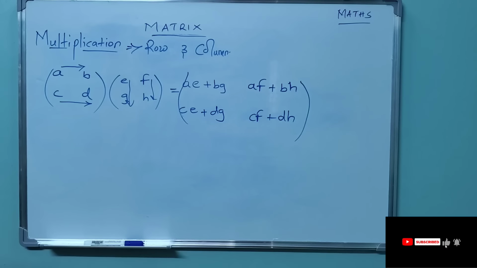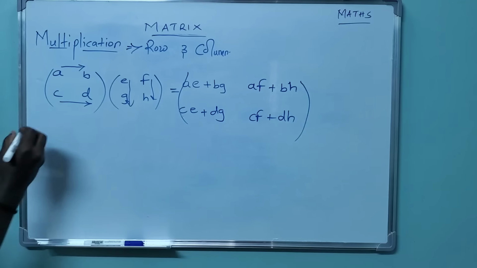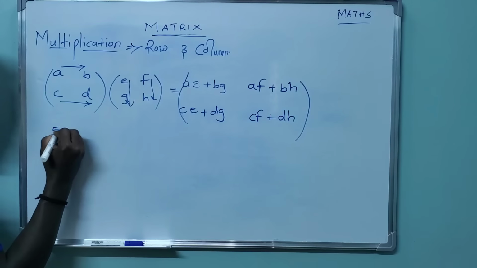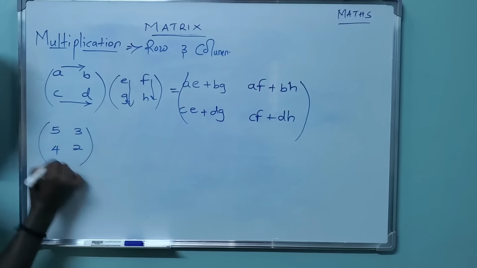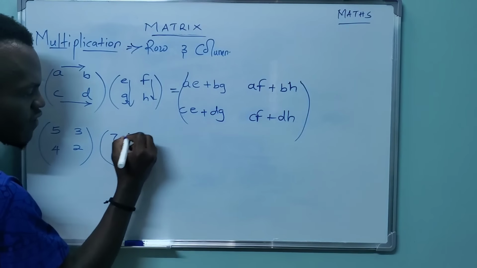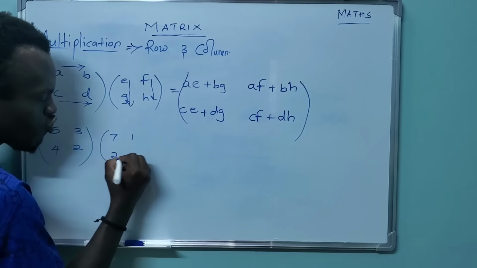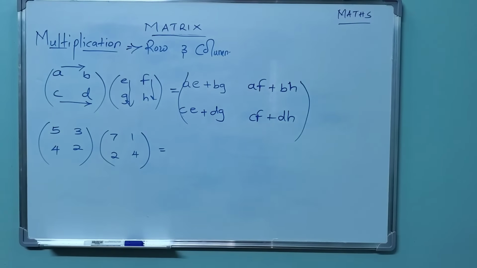Now let us try that multiplication using actual numbers. There we were using algebraic representation. Let us now try using actual numbers. Suppose I've been given a matrix like maybe 5, 3, 4, 2. I've been told to multiply that matrix with another matrix which is maybe 7, 1, 2, 4. I have those two matrices. I'm being told to multiply them. Now, how am I going to do that?